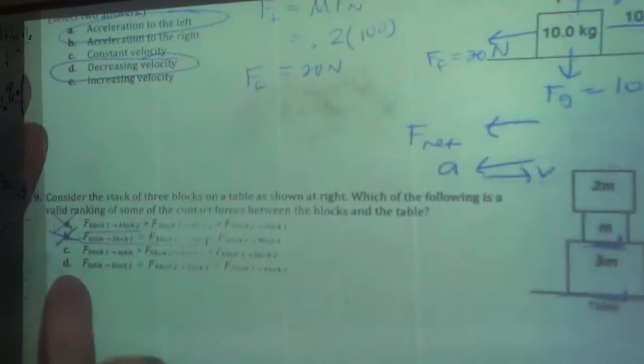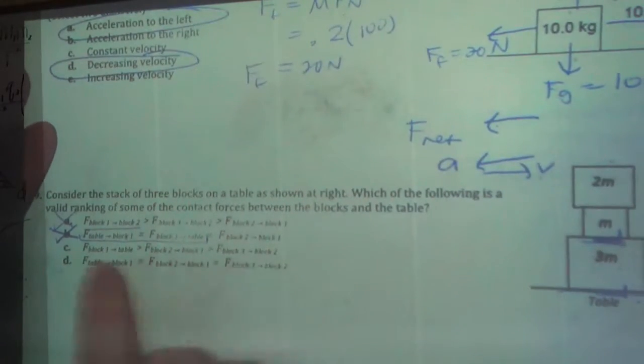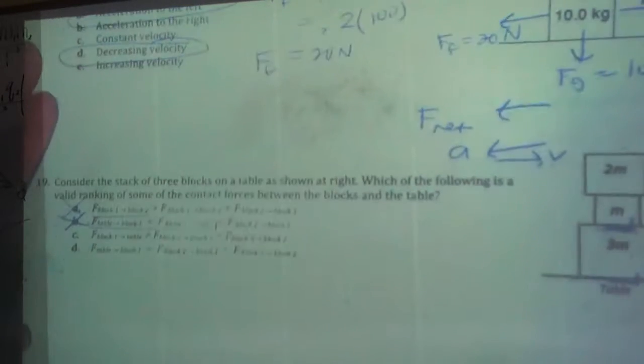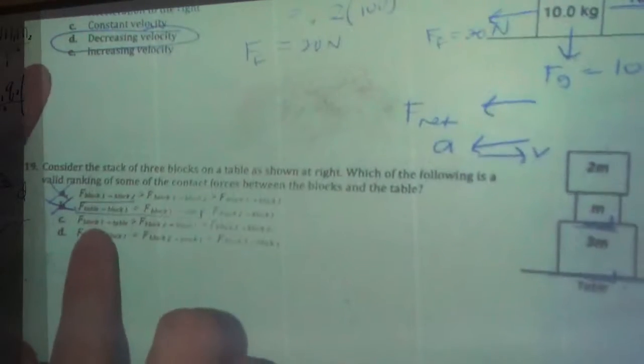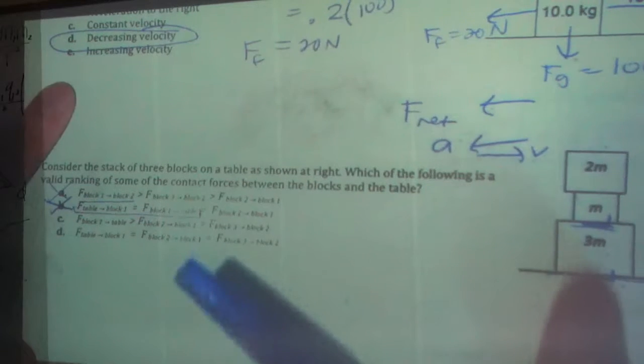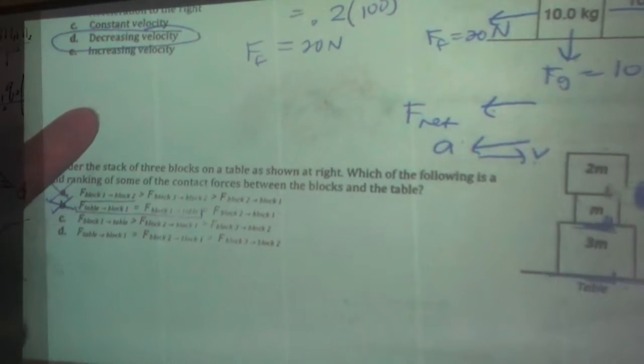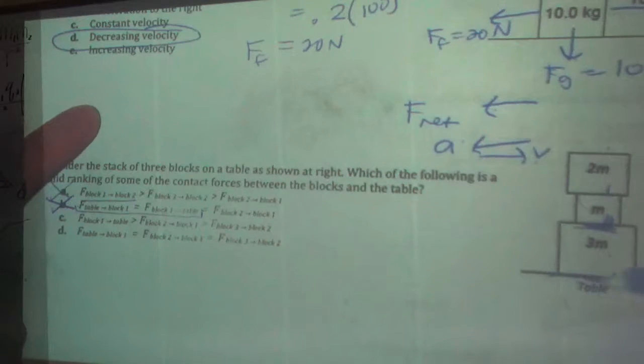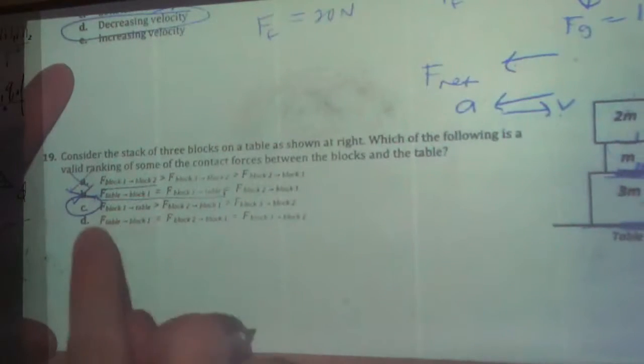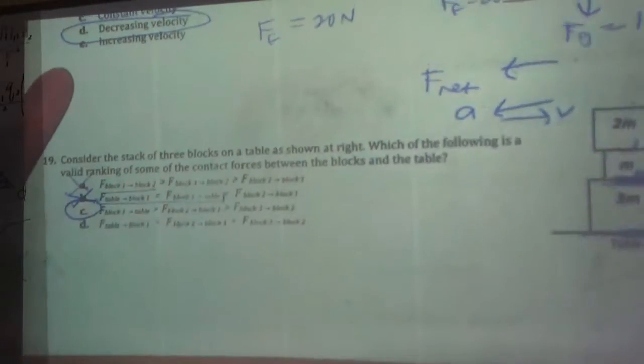Let's look at C. None of these should obviously be equal to each other because they're not matching pairs, so that checks out. It says the force between block 1 and the table is greater than the force between these two, which is greater than the force between these two, and that makes sense because this one is holding up 6m, this one is holding up 3m, and this force is only holding up 2m. So I agree with C. And then again, D is not all equal, for the same reason that B were not all equal to each other.